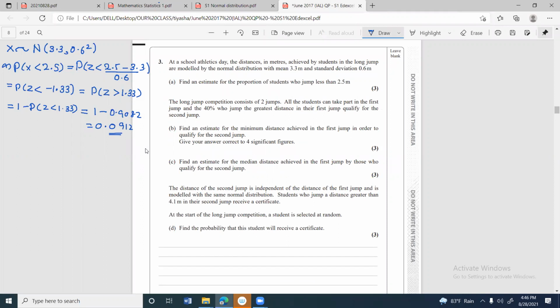Right. So this is the proportion. Sorry, the proportion we will get it over here. But then part B. Part B is just like this.